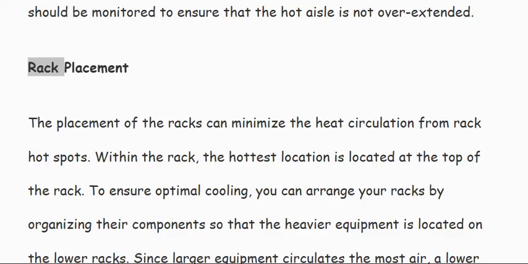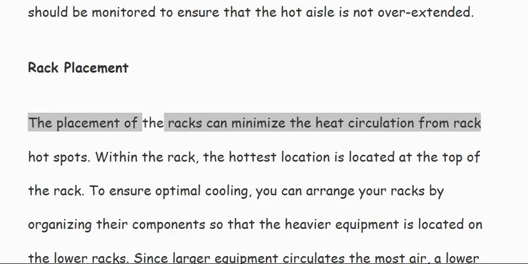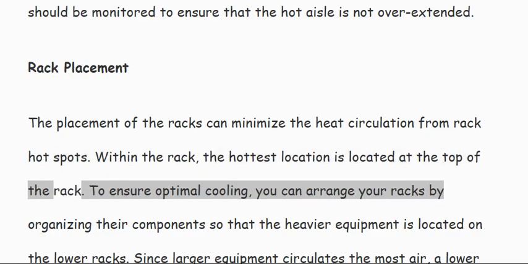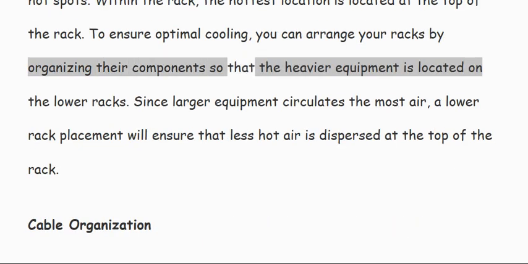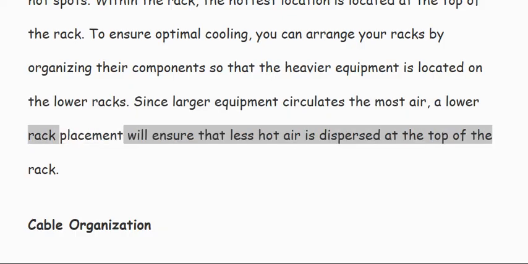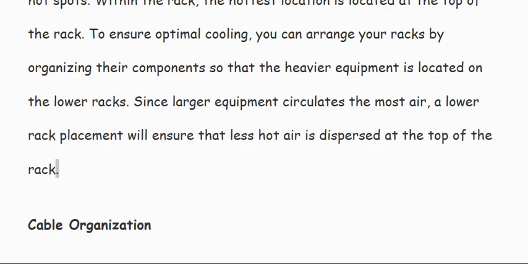Rack placement. The placement of the racks can minimize the heat circulation from rack hot spots. Within the rack, the hottest location is located at the top of the rack. To ensure optimal cooling, you can arrange your racks by organizing their components so that the heavier equipment is located on the lower racks. Since larger equipment circulates the most air, a lower rack placement will ensure that less hot air is dispersed at the top of the rack.